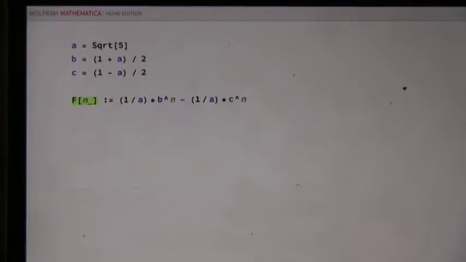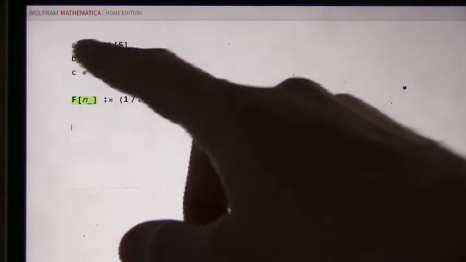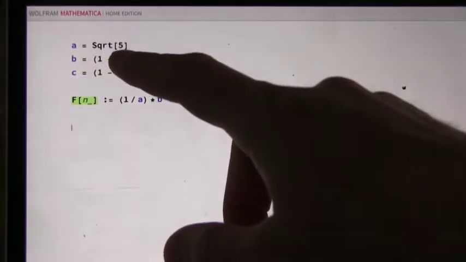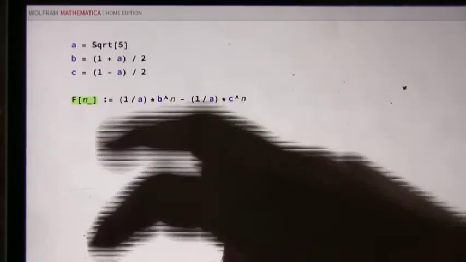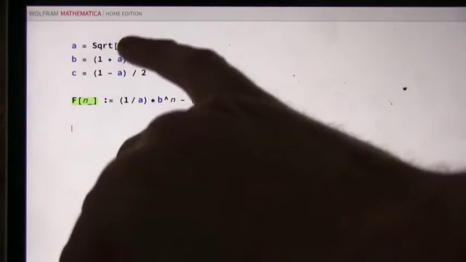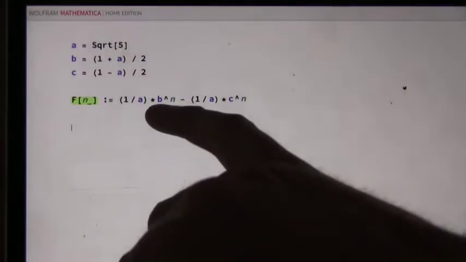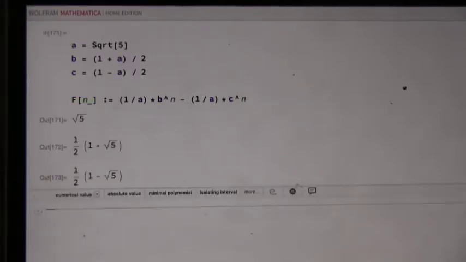Okay, so for our Fibonacci formula on Mathematica, I'm just defining some variables. A is the square root of 5. B is (1 plus A) over 2. C is (1 minus A) over 2. And Fn is 1 over A, so 1 over root 5, times B to the n, minus 1 over root 5 times C to the n. Okay, and so I'll just evaluate that. So now that's created my function.